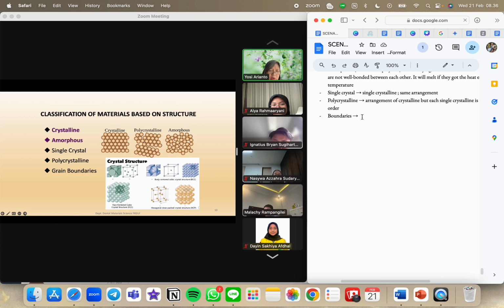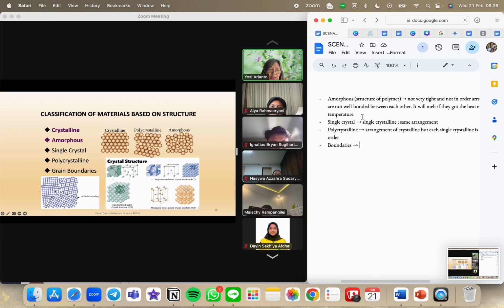What are grain boundaries? This one is a polycrystalline. You have the arrangement of crystalline here also, and this one. And in the border or the barrier between this arrangement and this, there is like this. This is the barrier, and this one is called the grain boundaries.